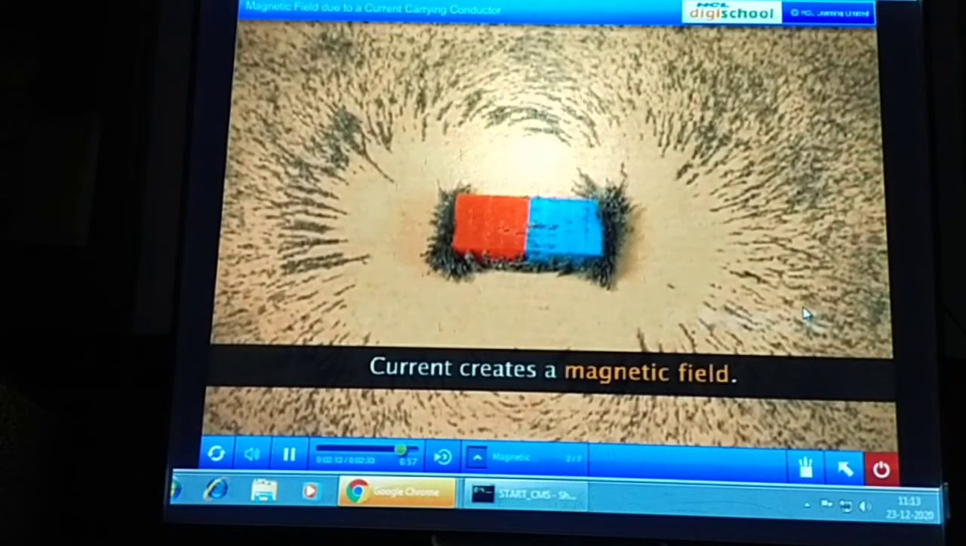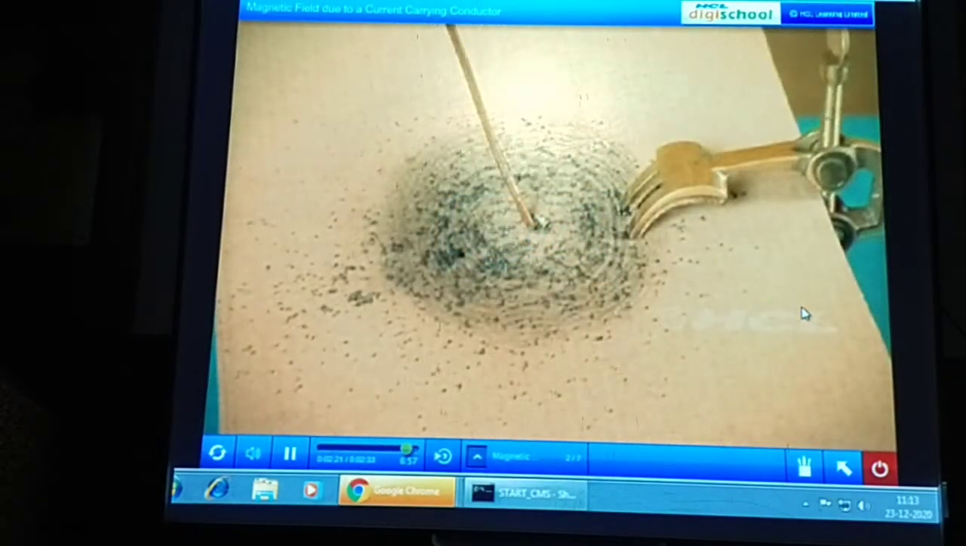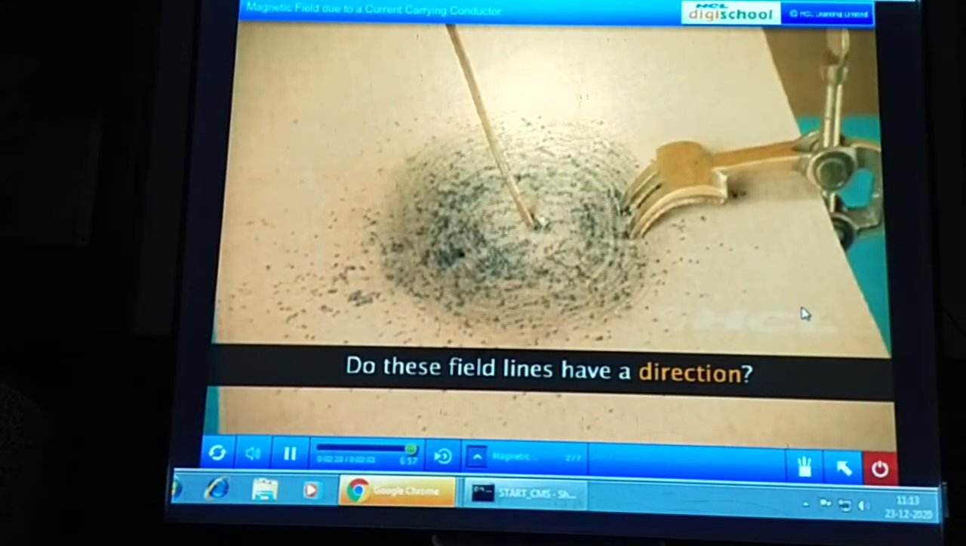This is similar to what happens in the case of a bar magnet, when iron filings form a pattern around it. This indicates that the straight conductor is creating a magnetic field around it. Do these field lines have a direction?